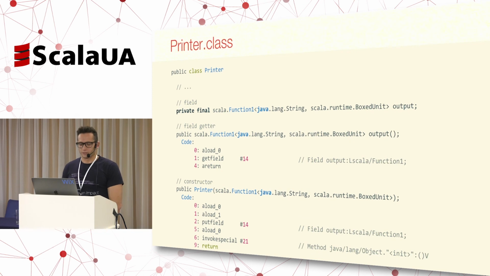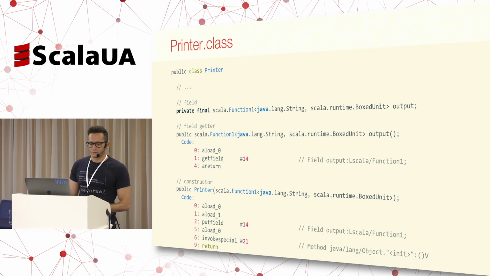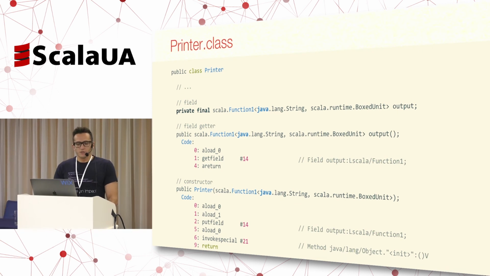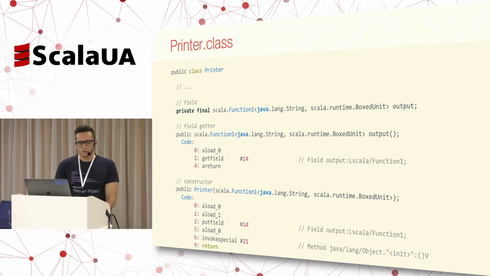And this is the Printer class. So we can see that anonymous functions here are treated just like any val or variable. It is stored in the class field output, and the getter output is created. The only difference is that the variable must now implement the Scala interface Function1.